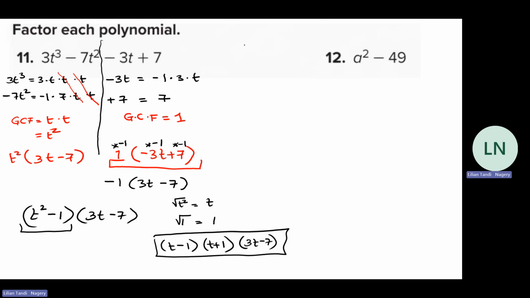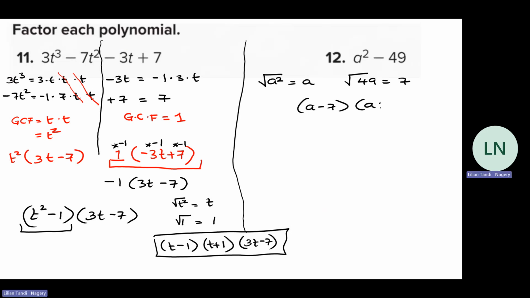Okay, now let's do this part. These two are perfect squares. So the square root of a squared is a, and the square root of 49 is 7. So open two brackets, a minus 7, a plus 7. And you box your answer.